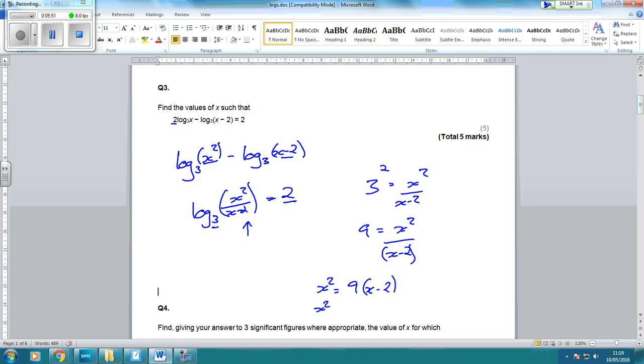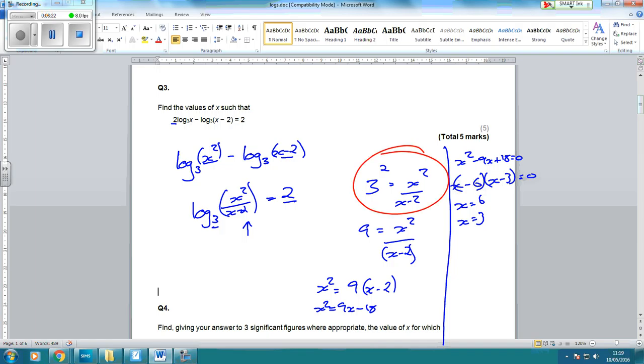And now it's starting to look like a quadratic again. So we've got x squared minus 9x that equals 9x minus 18. So x squared minus 9x plus 18 equals 0. x minus 6, x minus 3 equals 0. So x equals 6 and x equals 3. So the key thing here, when you get to this point, it's just a matter of being able to solve a quadratic, which is very similar to a lot of the C1 and even the GCSE work that you've been doing.